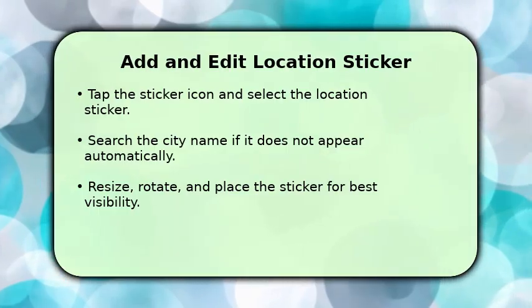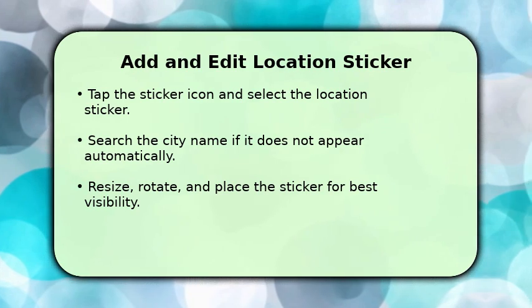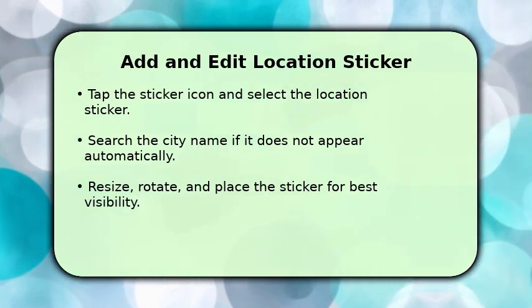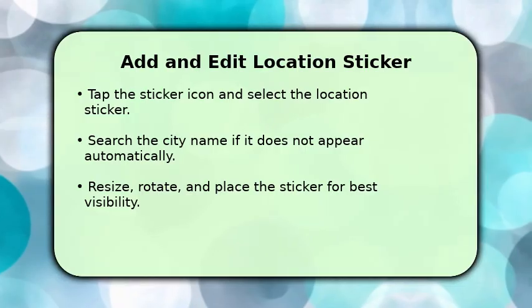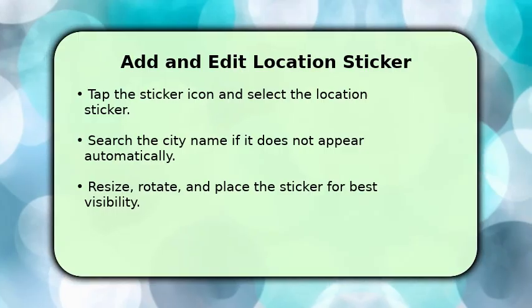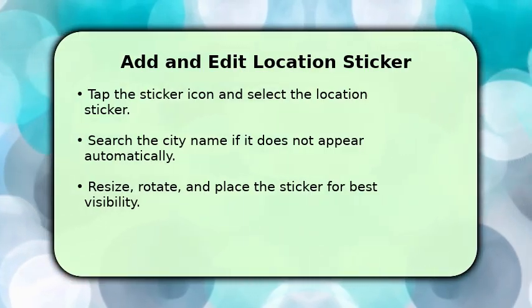After taking a snap, tap the sticker button and choose the location sticker, then pick the city or search for it manually. Drag, pinch, and rotate the sticker to place it where it looks best on your photo or video. You can tap the sticker to cycle style options and use other edits like captions or filters before sharing the snap with friends.